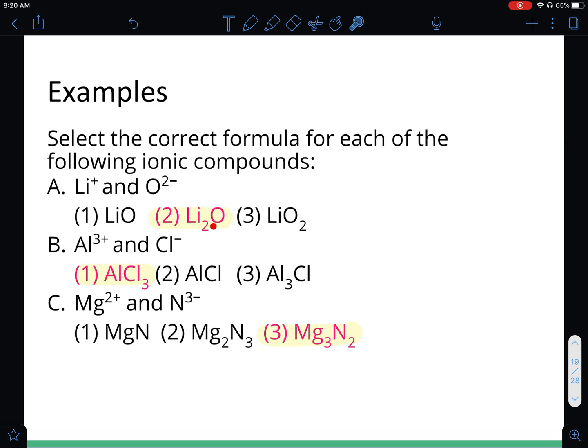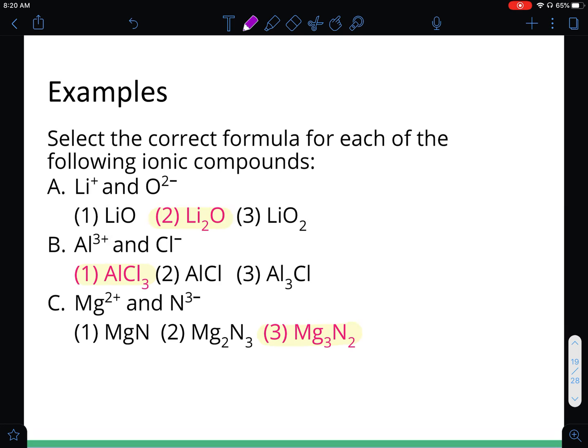All right, Li2O, 2 lithiums at +1 to balance out the -2. We need 3 chlorines to balance out the +3 aluminum. And for this last one, we need 3 magnesiums and 2 nitrogens, so common factor of 6, to balance those out. And we have a little trick here that I'll show you guys.